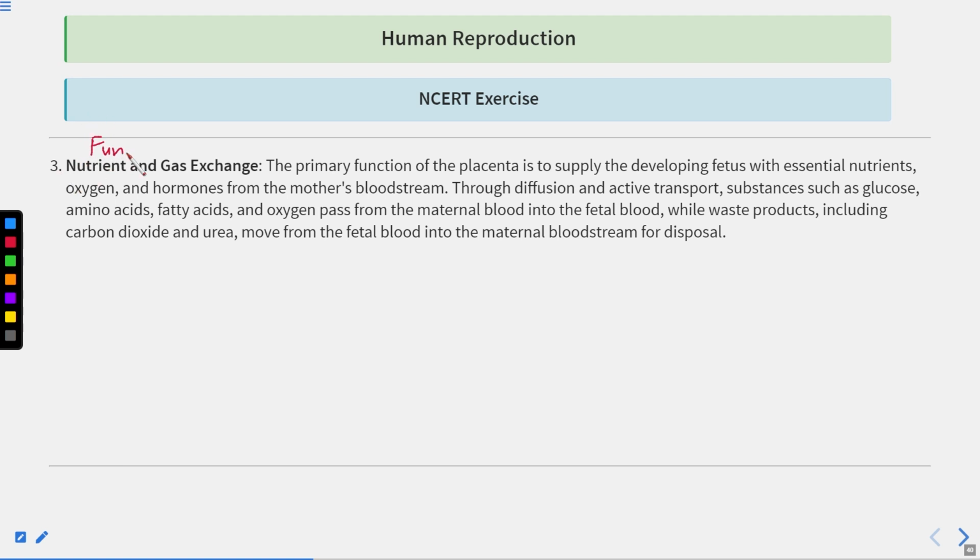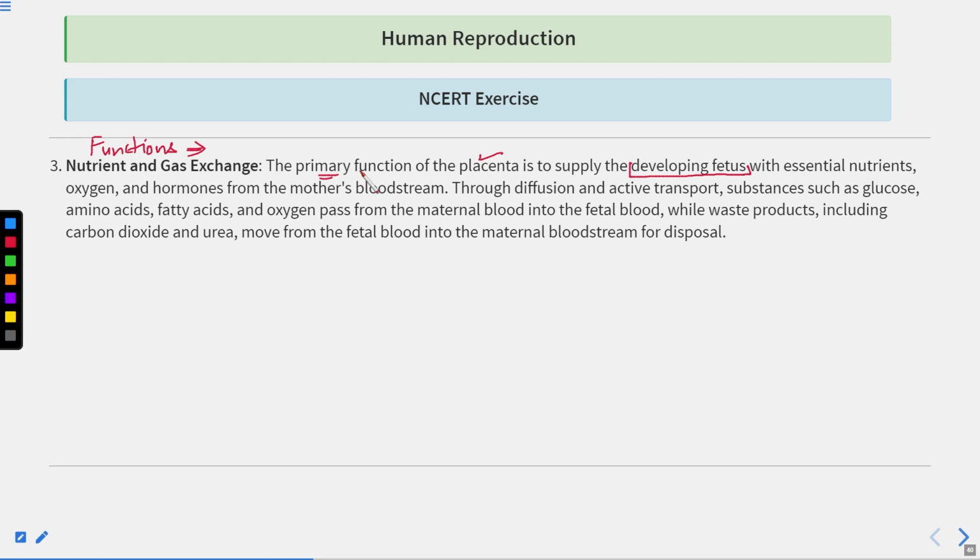Let's talk about the function. We have talked about the development of the placenta. We have talked about the structure of the placenta. Now let's talk about the function of the placenta. So the primary function of the placenta is to supply the developing fetus. The fetus cannot feed itself, but it requires nutrition for development, because growth requires nutrition. So this nutrition is provided through the placenta.